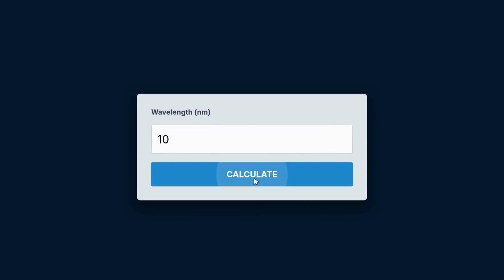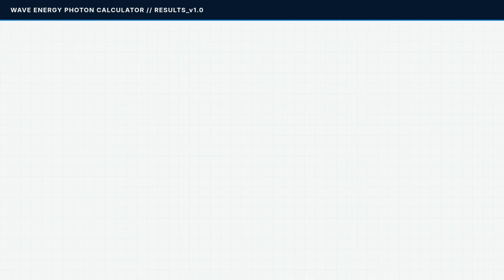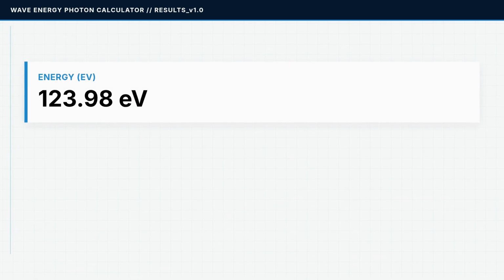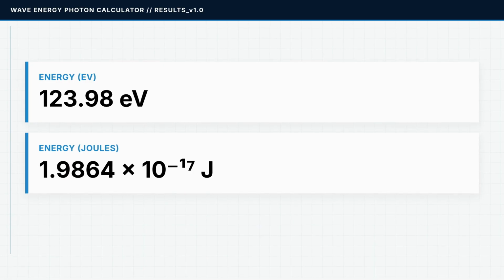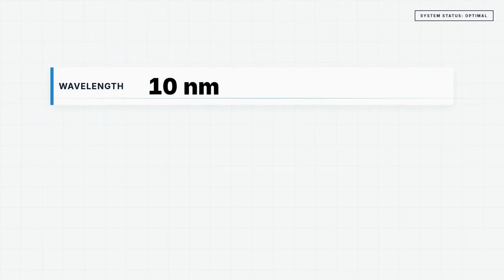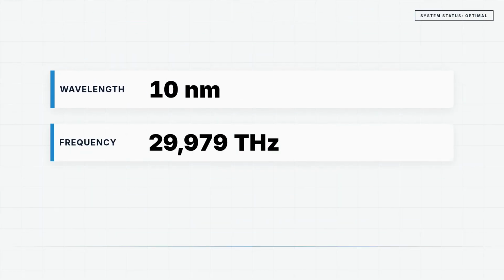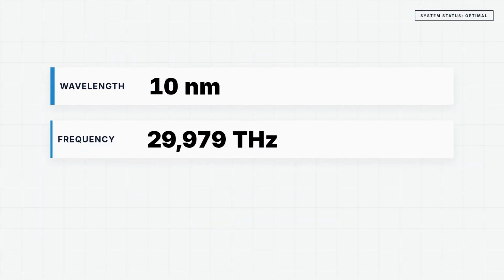After clicking Calculate, we get comprehensive results. The energy reads 123.98 electron volts, with energy in joules showing 1.9864 times 10 to the minus 17. The wavelength confirms our input at 10 nanometers. The frequency shows 29,979 terahertz.